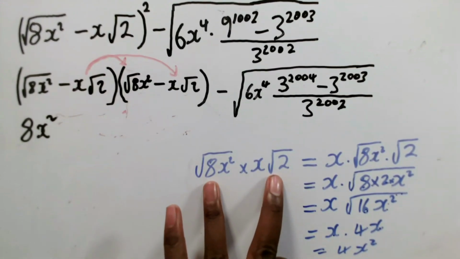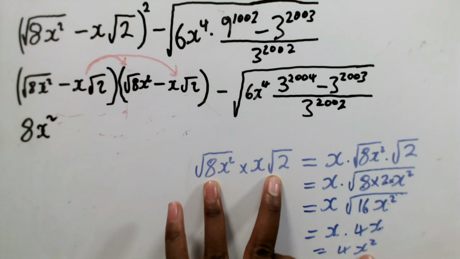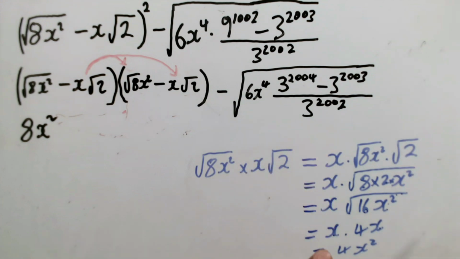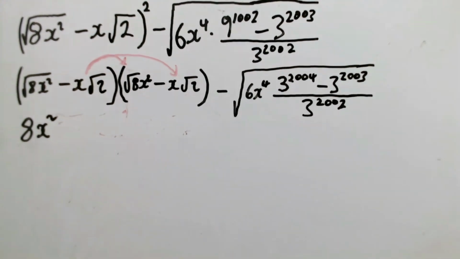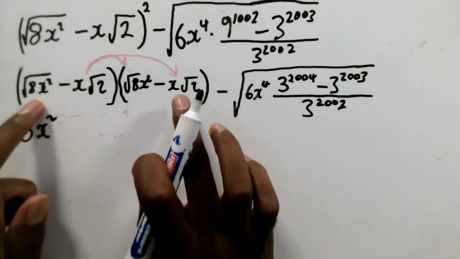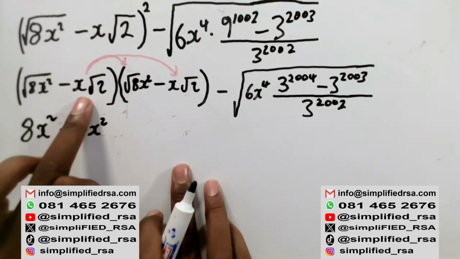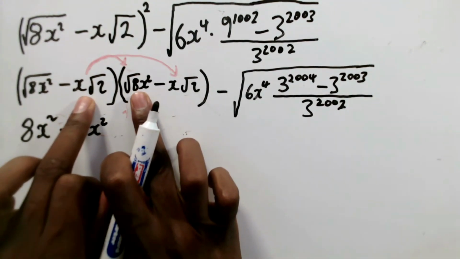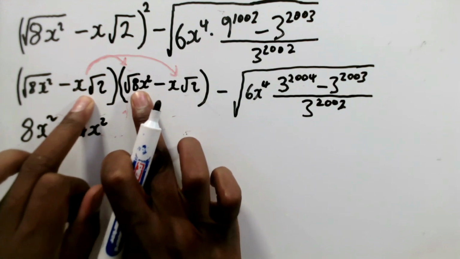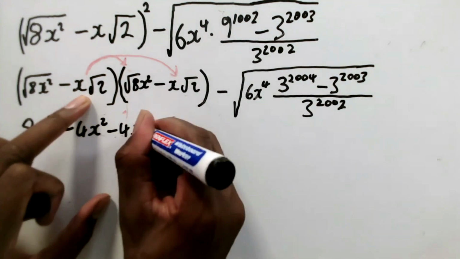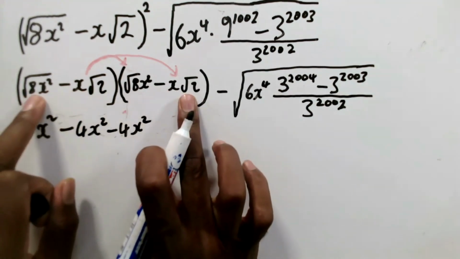This means that if I multiply root 8x squared by x root 2, I would get 4x squared. This is how we simplify the whole thing further. I hope it makes sense. So now, going back here, this times this would give me minus 4x squared. And because it's the same situation here, x root 2 times the square root of 8x squared, it's still going to give me minus 4x squared again, because this one and this one are similar.